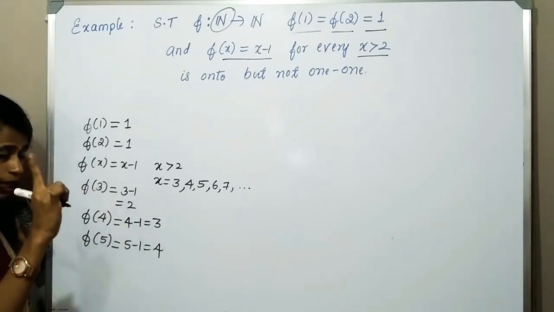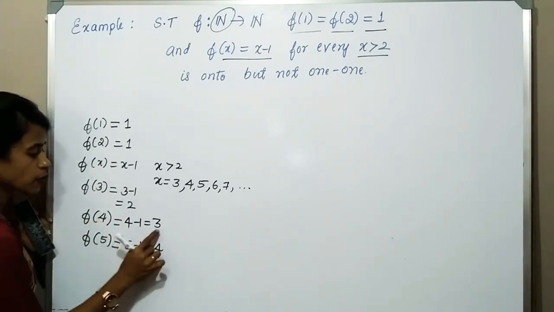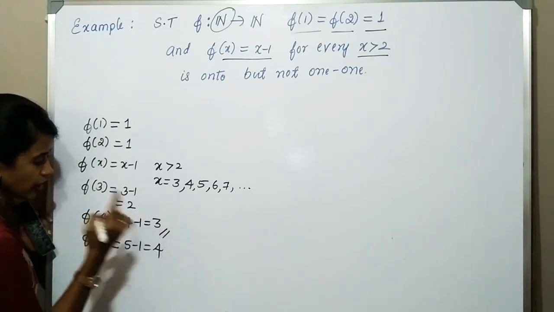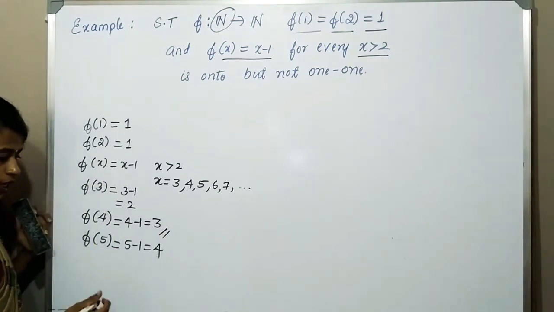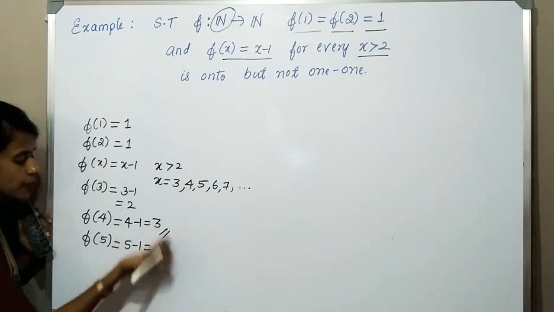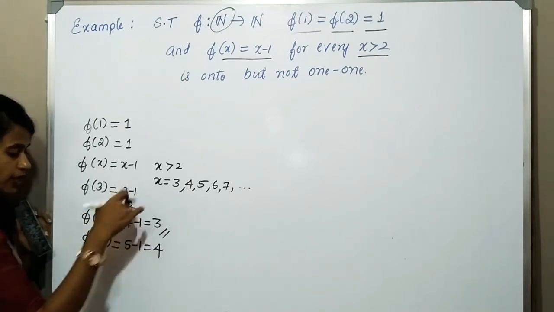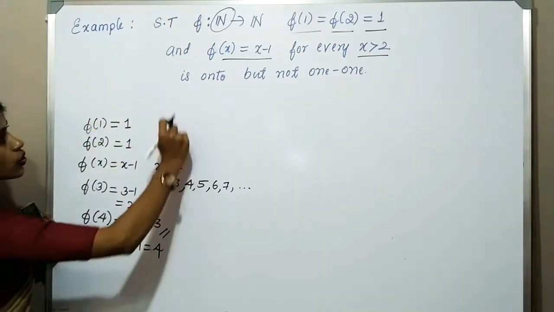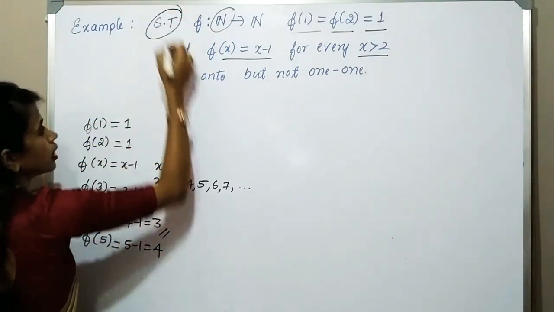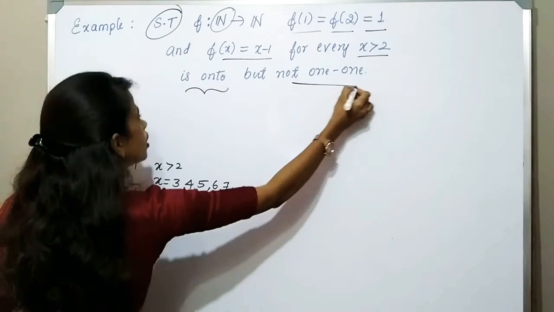That is a decrease of 1. If I take 4, 4 maps to 3. So that is a decrease of 1. 5 maps to 4. Is it okay? So that is, 5 maps to its previous number, 4 maps to its previous number, say 3. So that is the function given. So we show that this is onto but not 1, 1.